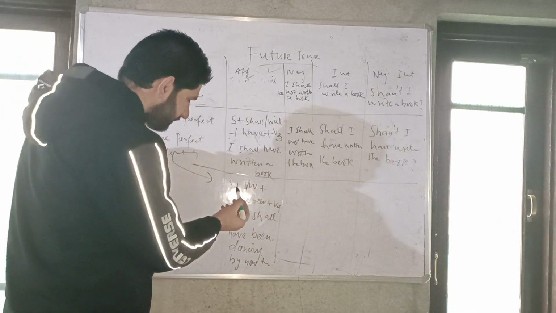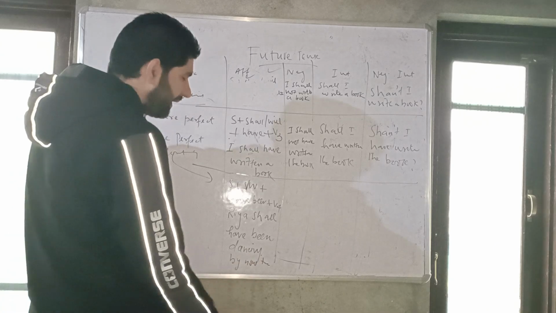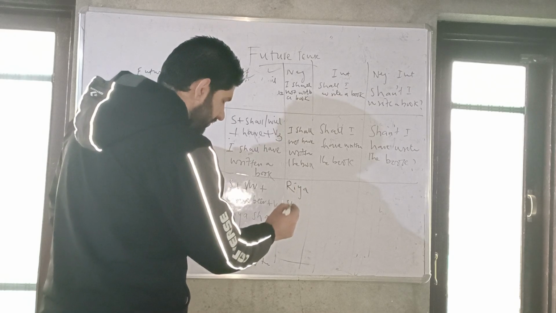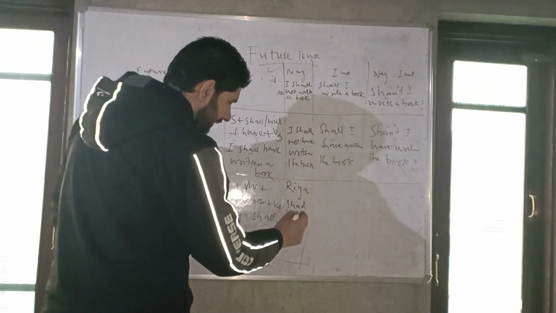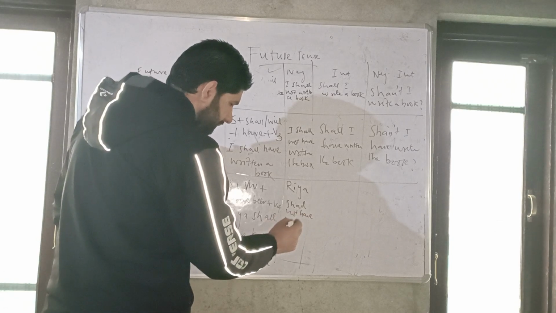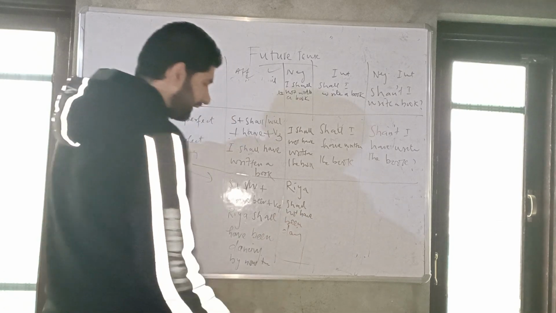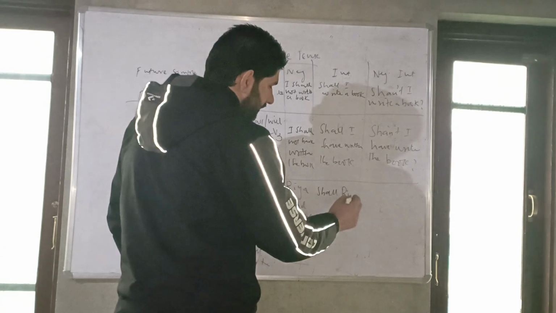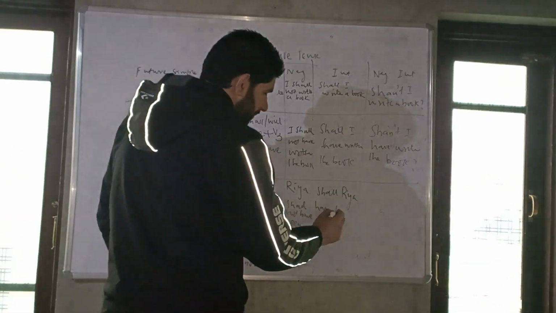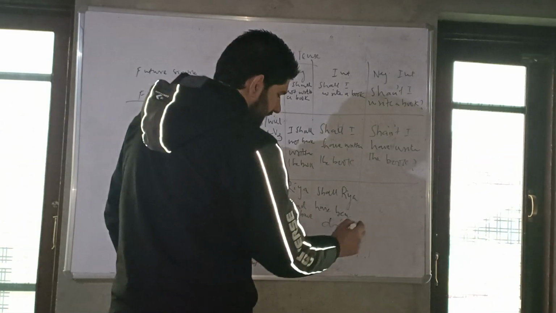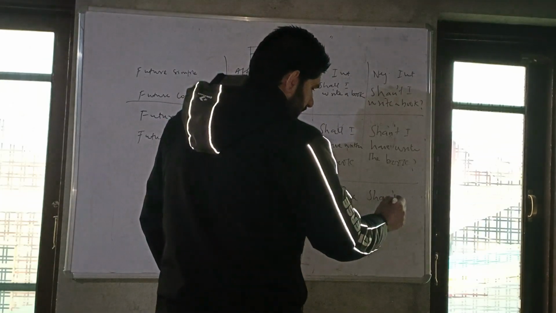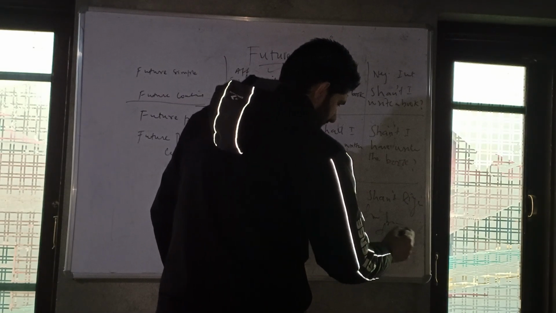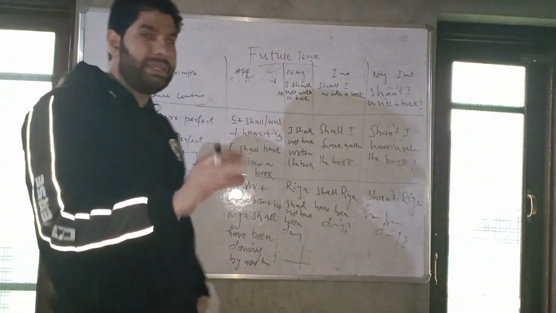So Ria shall have been dancing by now tomorrow. And then Ria shall not have been dancing. And similarly, shall Ria have been dancing? Shan't Ria have been dancing? This is how we complete 12 tenses.